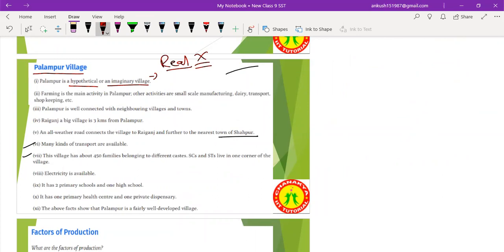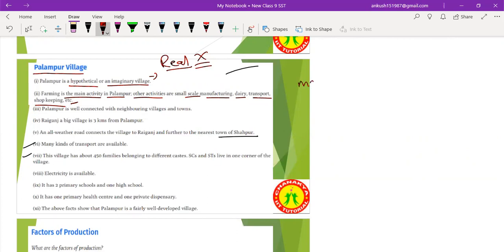Or see, this village would be the model of some other real village. I am not denying this. Definitely, this would be the model of a real village, but the name is being changed. In this village, farming is the main activity. Other activities are small scale manufacturing, dairy, transport, shopkeeping, etc. These are the other activities available in the village.